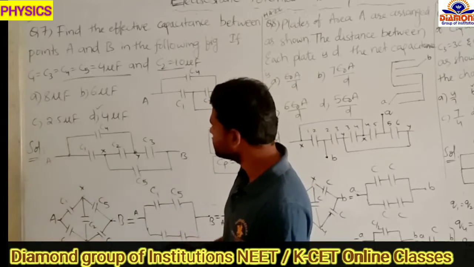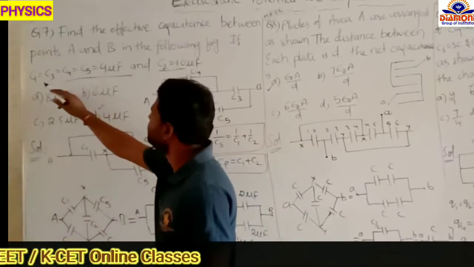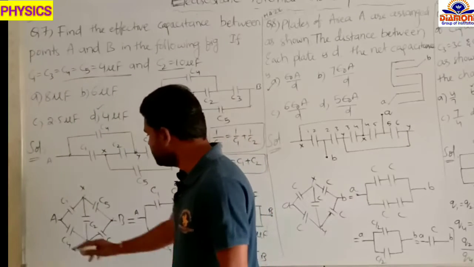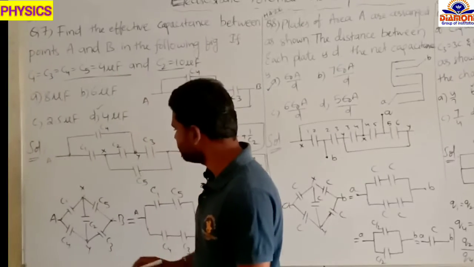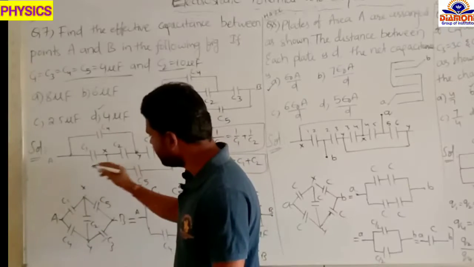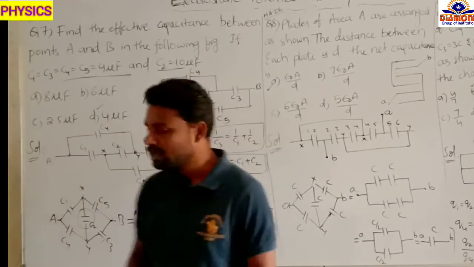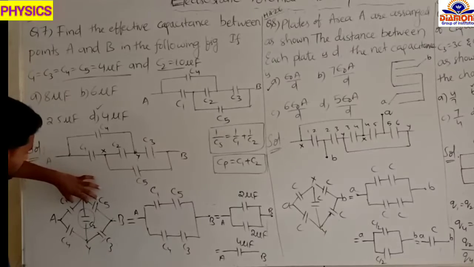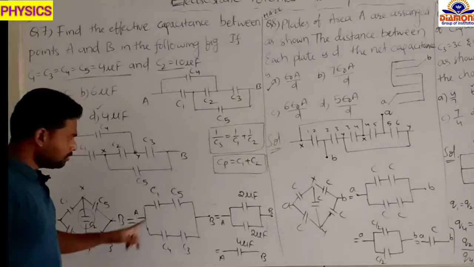Now we have to check whether we get the same ratio or not. C1 by C5: both are equal, so C1 by C5 equals 4 by 4, we get 1. C4 by C3 also equal, 4 by 4, we get 1. So this ratio is equal to this ratio, then this is a balanced Wheatstone bridge. Now remove this capacitor. After that I draw the equivalent circuit. These two capacitors are in series and these two capacitors are in series, and remove this branch.